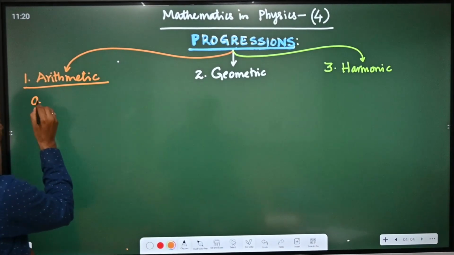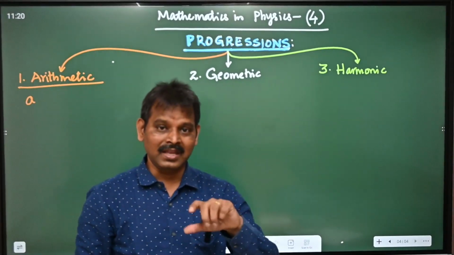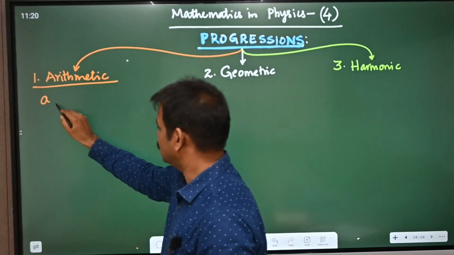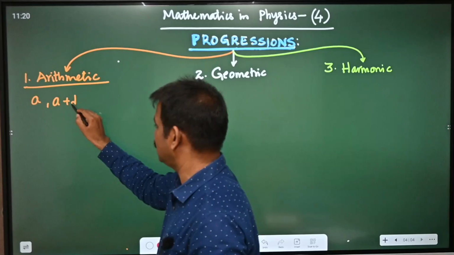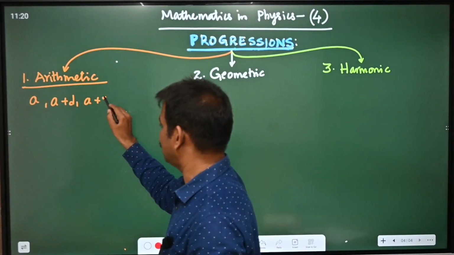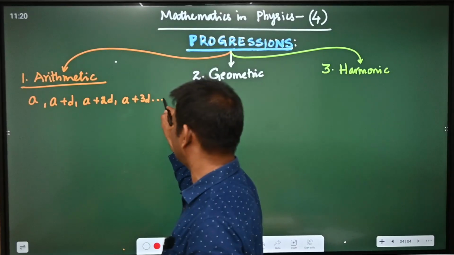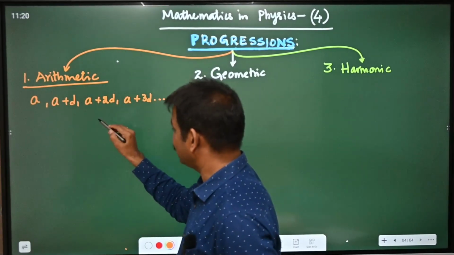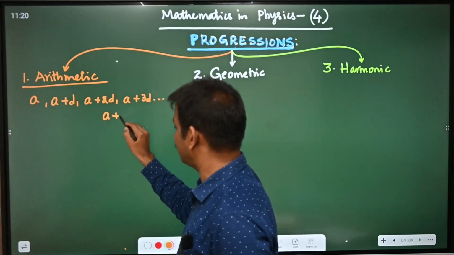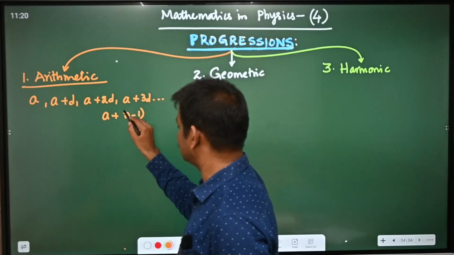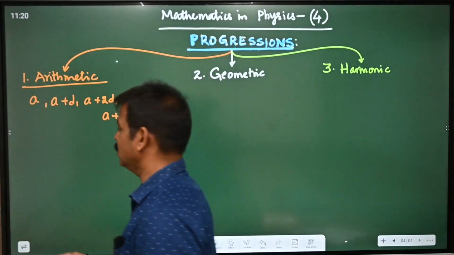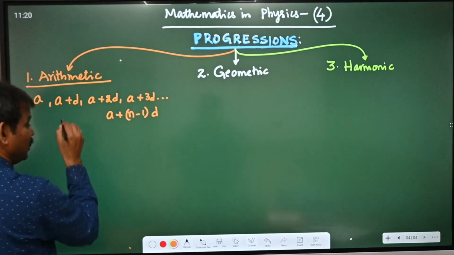The first number is A. The second number increases by some value, that is A plus D. Third number A plus 2D. Fourth number A plus 3D and so on. And the nth number will become A plus n minus 1 into D. That you know, the common difference.